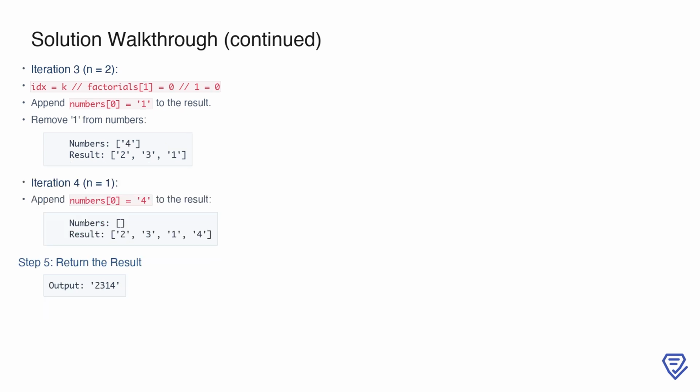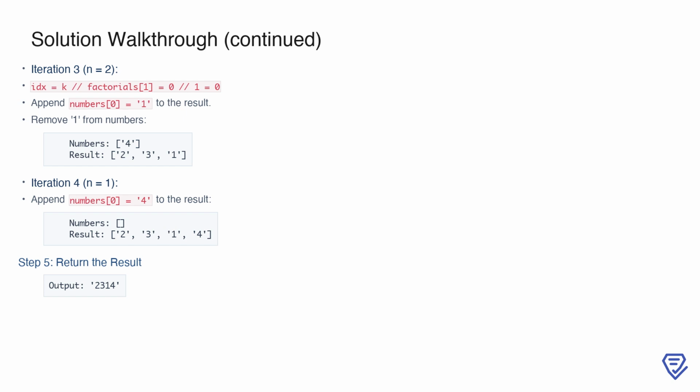In the third iteration, with n equal to 2, the index is calculated as k divided by factorial 1, which is 0 divided by 1, resulting in 0. This means we select the first number in the list, 1. We append 1 to the result and remove it from the numbers list. The numbers list now contains 4, and the result is 2, 3, 1.